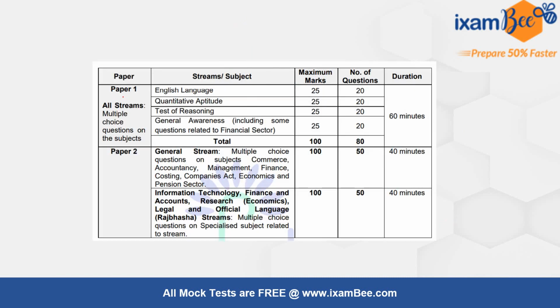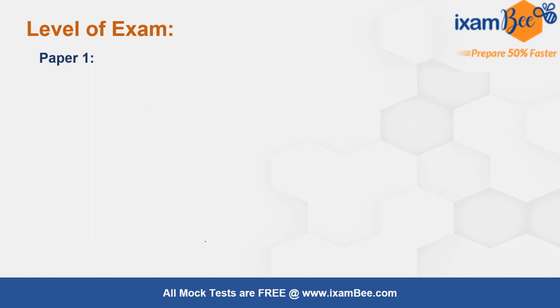You will already be knowing, Paper 1 has 4 sections: English, Quant, Reasoning, General Awareness. Paper 2 has your legal section. Both are MCQ types. Now let's move on to the level of the exam.